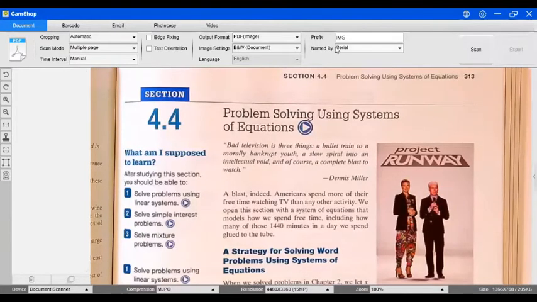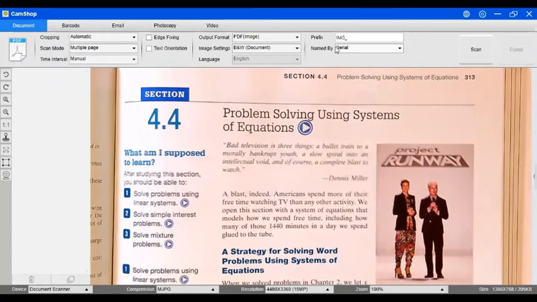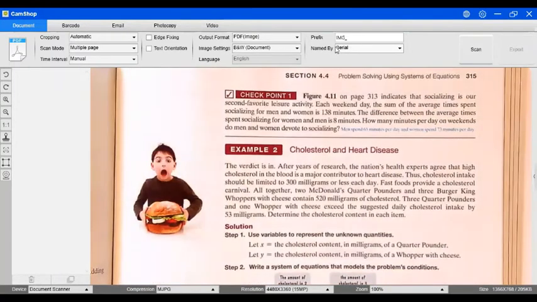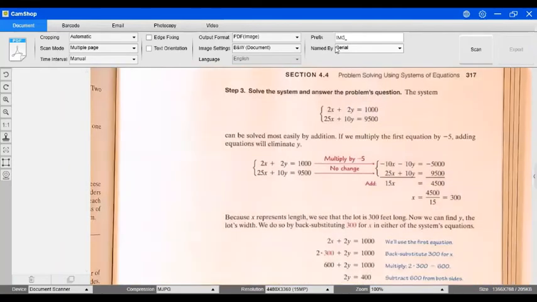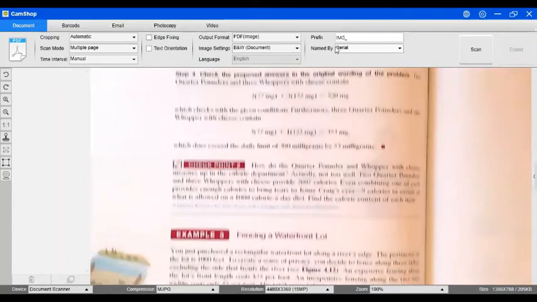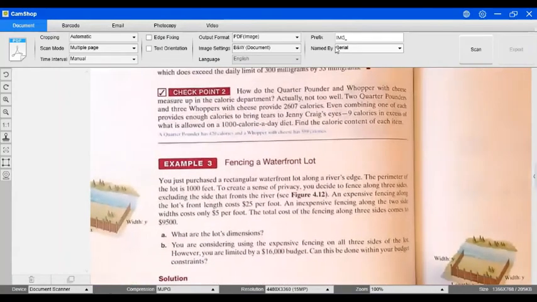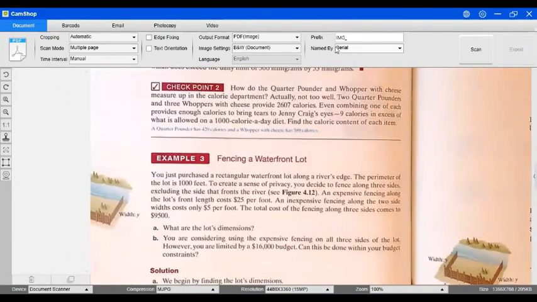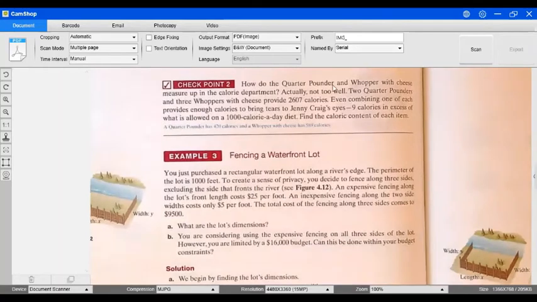Section 4.4 starts on page 313, and it's about problem solving using systems of equations. We're going to solve just one example, example 3, which is on page 316, and you have here the corresponding word problem. So we're going to read the word problem. I'm going to increase the font size for you to read it better.